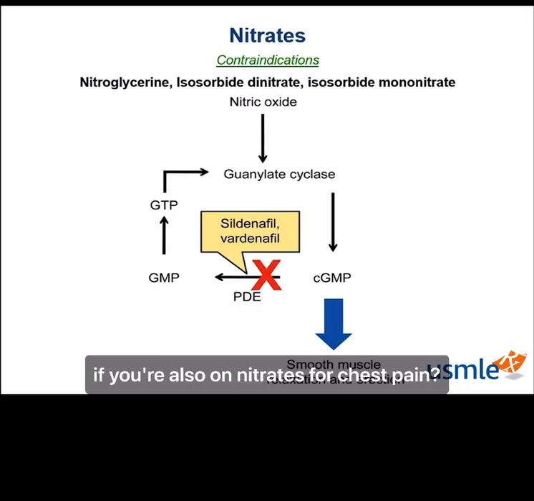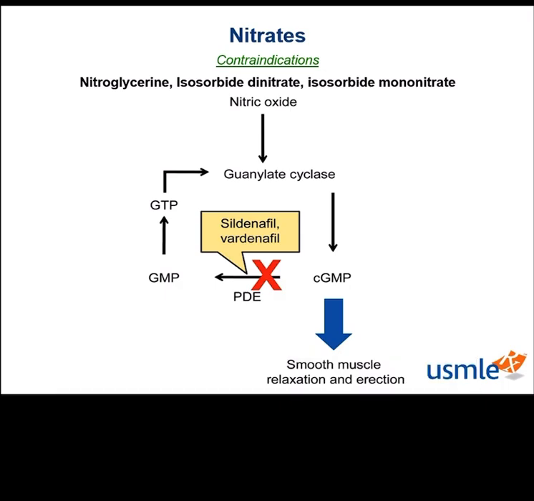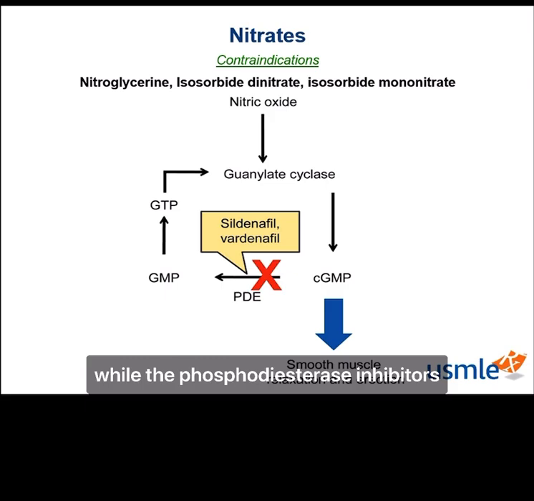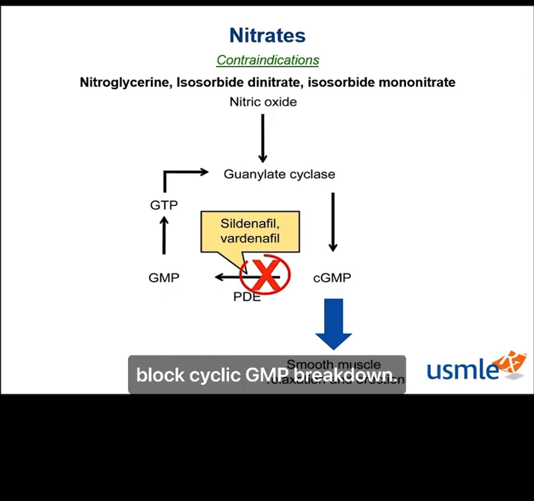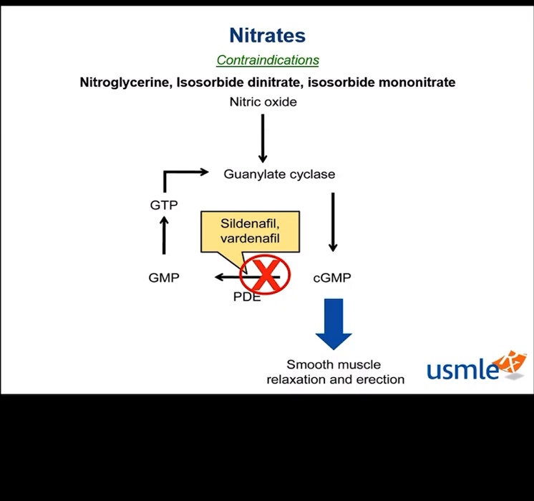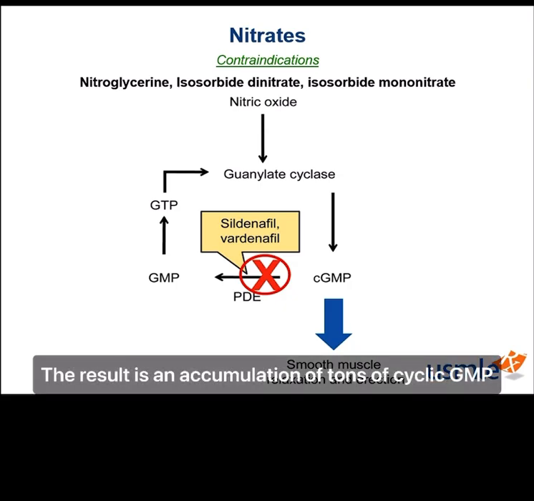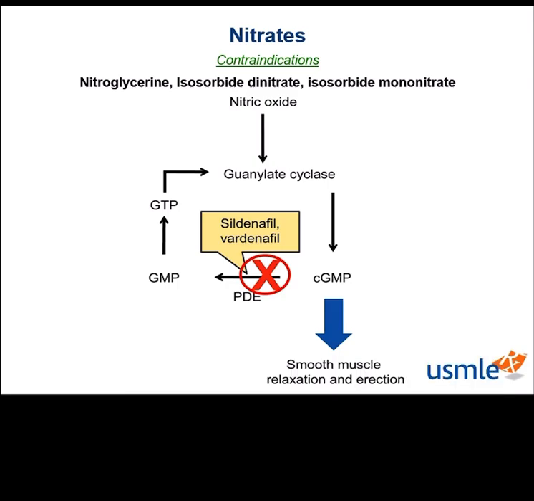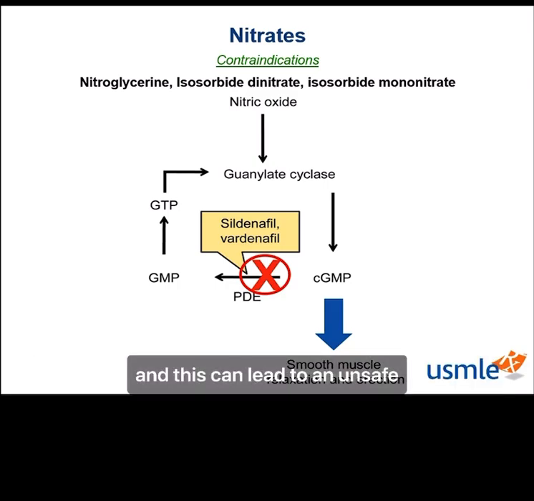So why would it be a bad idea to take a phosphodiesterase inhibitor for erectile dysfunction if you're also on nitrates for chest pain? Well, the nitrovasodilators increase cyclic GMP, while the phosphodiesterase inhibitors ending in denafil, like sildenafil and tadalafil, block cyclic GMP breakdown. The result is an accumulation of tons of cyclic GMP, and this can lead to an unsafe and dramatic drop in blood pressure due to a vasodilatory response.